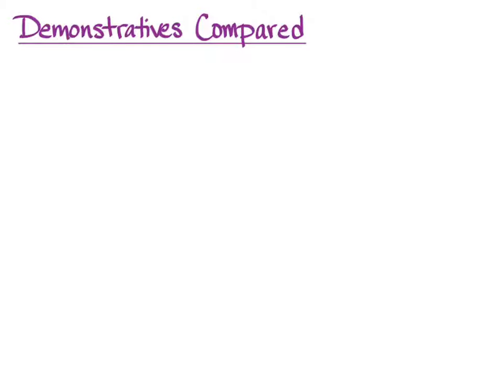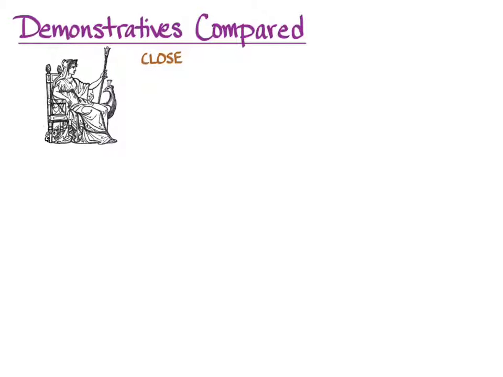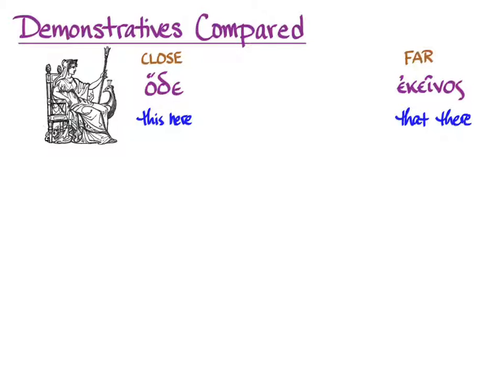So you've now learned the forms for three different demonstratives: ekeinos, ekeine, ekeino; hode, hede, tode; and houtos, haute, touto. Let's talk a little bit about the differences among them. The first way to think about them is in a physical sense and what their relationship is to the speaker. Is it close to the speaker or far from the speaker? If you are pointing to something that's very close to the speaker, you're going to use hode. Think of that as this thing right here. If you're looking at something far away from the speaker, you're going to use ekeinos. That's the farthest away, that thing over there.